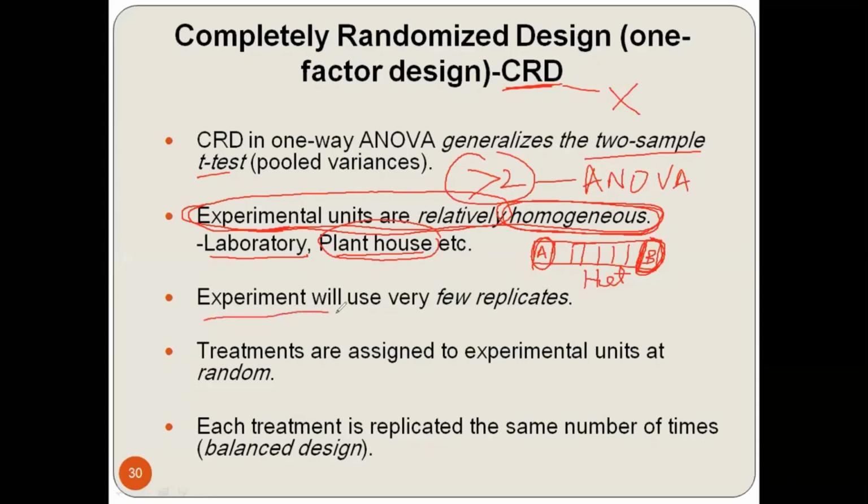The other fact is the experiment will use very few replicates. We will be using very few replicates, not a very high level of replicates. And treatments are assigned to experimental units at random. So that is another important aspect. This is true in all the experiments, in all the designs, not only here. In all the designs, treatments are assigned to experimental units at random.